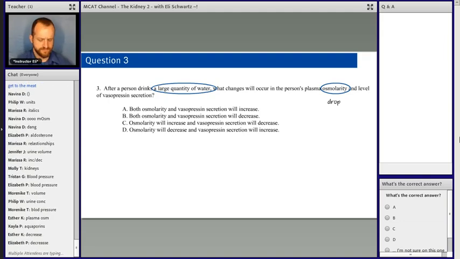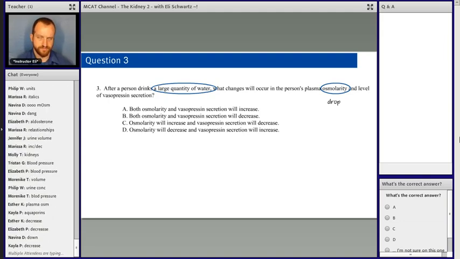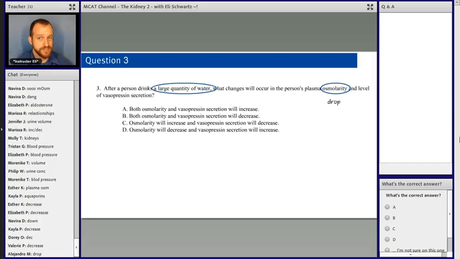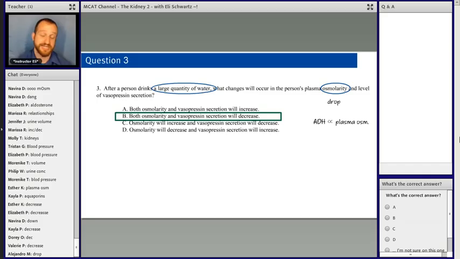Well, vasopressin gets secreted when we've got not enough water. So I guess there's less need for vasopressin, so it better be decreasing. Exactly. Dory, Valerie, Alejandra. ADH is proportional to plasma osmolarity. So if our plasma osmolarity dropped, then our ADH level necessarily had better drop. Well, that's answer choice B.